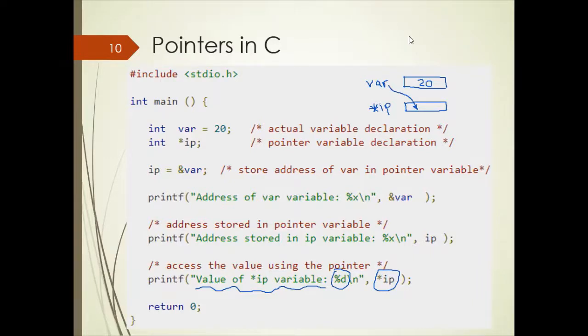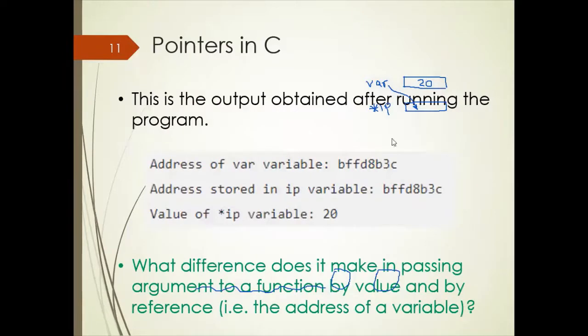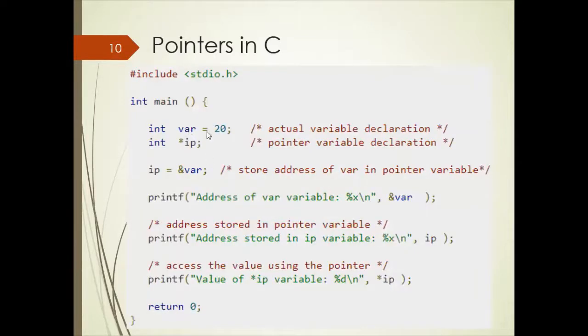If you run this piece of code now, what you expect to get for this line would be 20. As you can see here, when I clear the annotation, this is what we get. So the value of asterisk IP is 20, which was nothing but the 20 you had stored initially.